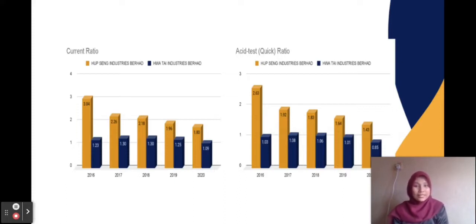Based on the bar chart, we can see that Seng Industries has a higher current and quick ratio than Huatai Industries. It is proven that Seng Industries has a higher liquidity ratio, which shows the company is more liquid and has a better coverage of outstanding debts.